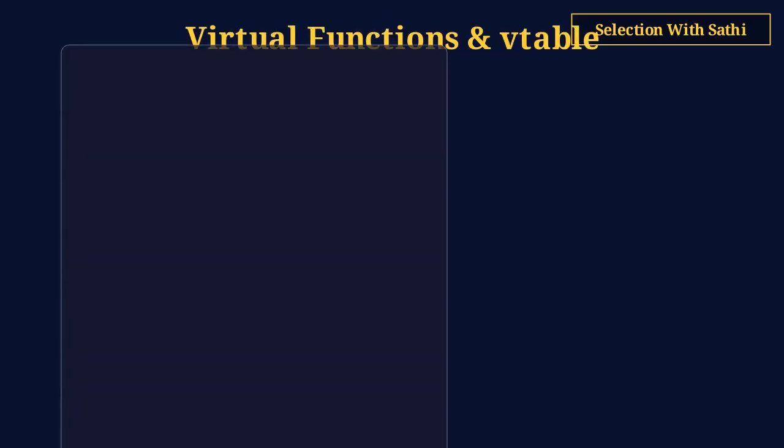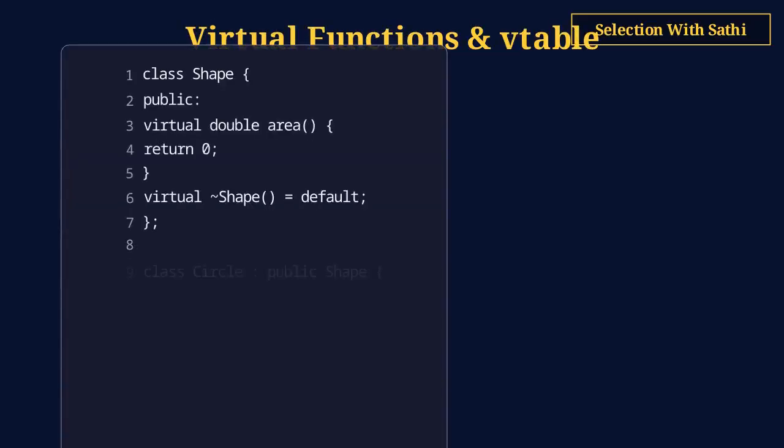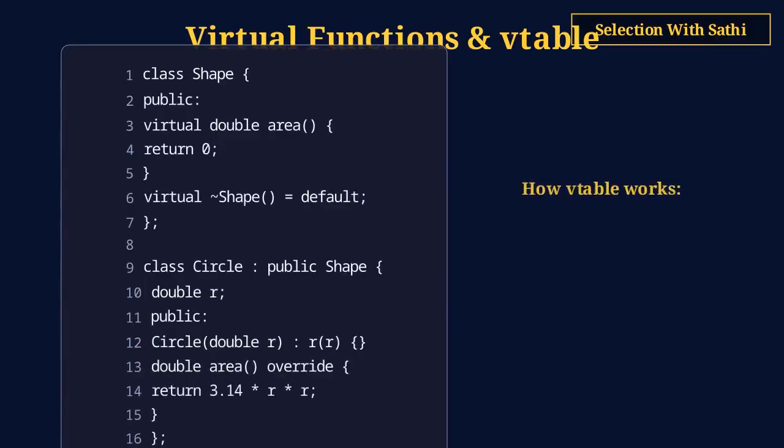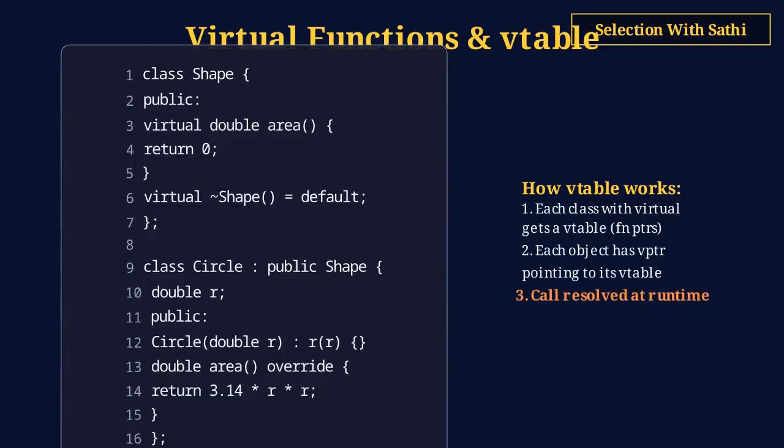Third concept: virtual functions and the vtable. The virtual keyword enables runtime polymorphism. Without virtual, when you call a function through a base class pointer, the base class version is always called. With virtual, the compiler creates a virtual table, or vtable, that maps each virtual function to the correct version. At runtime, the program looks up the vtable and calls the right function based on the actual object type.